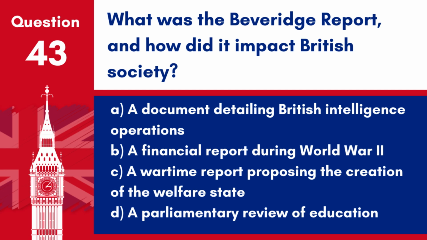Question 43. What was the Beveridge Report, and how did it impact British society? A. A document detailing British intelligence operations. B. A financial report during World War II. C. A wartime report proposing the creation of the welfare state. D. A parliamentary review of education. Answer. C. A wartime report proposing the creation of the welfare state. The Beveridge Report, published in 1942, outlined plans for a comprehensive welfare system, leading to the establishment of the National Health Service and other key welfare benefits.